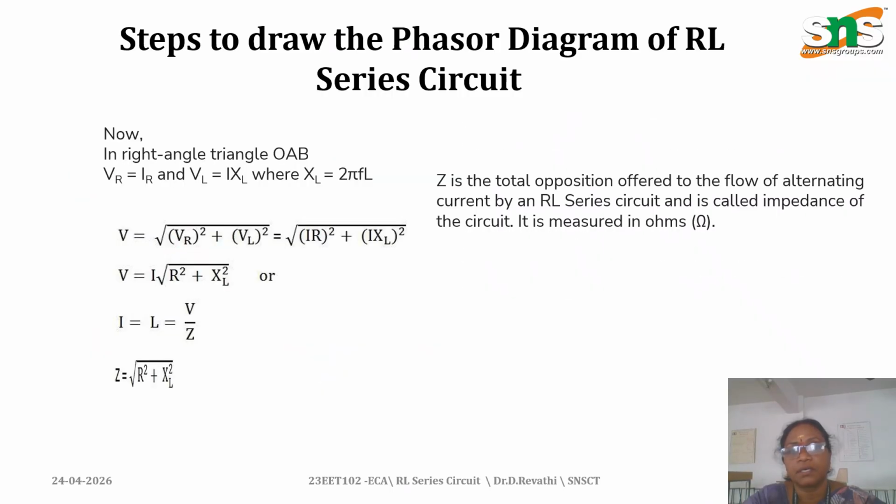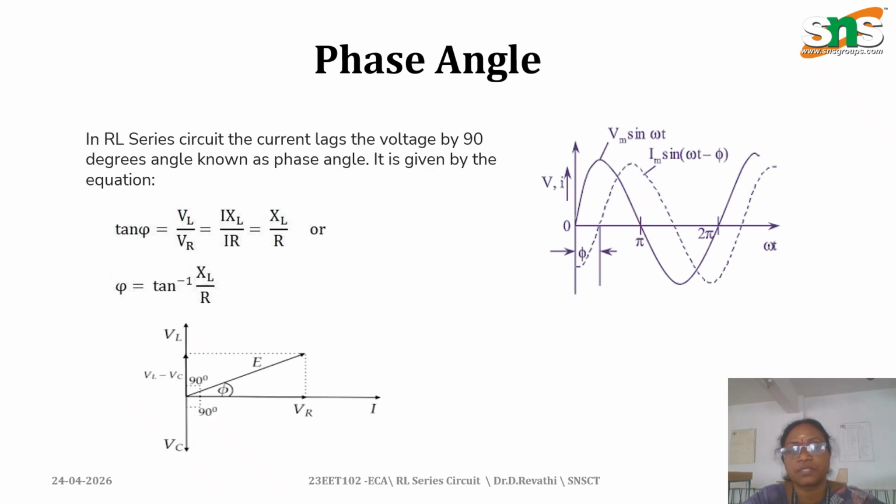This is the phasor diagram, which we have already discussed. V is equal to the root of VR squared plus VL squared, which is equal to the root of IR squared plus IXL squared. Solving this equation, I is equal to V by Z, and Z is equal to the root of R squared plus XL squared. In the RL series circuit, Z is called the impedance and is measured in ohms. What is meant by phase angle? The angle between voltage and current is the phase angle, phi is equal to tan inverse of XL by R.